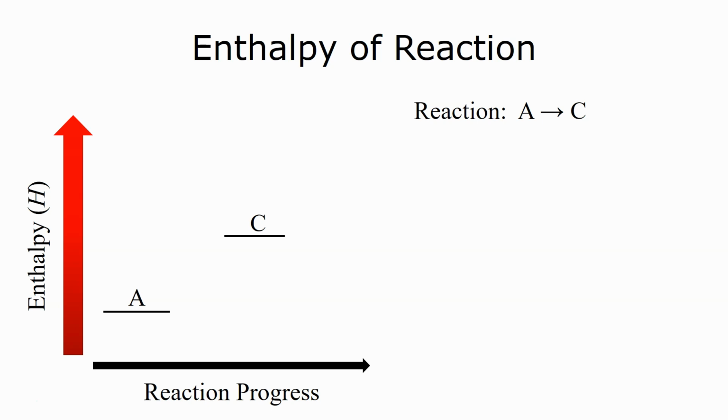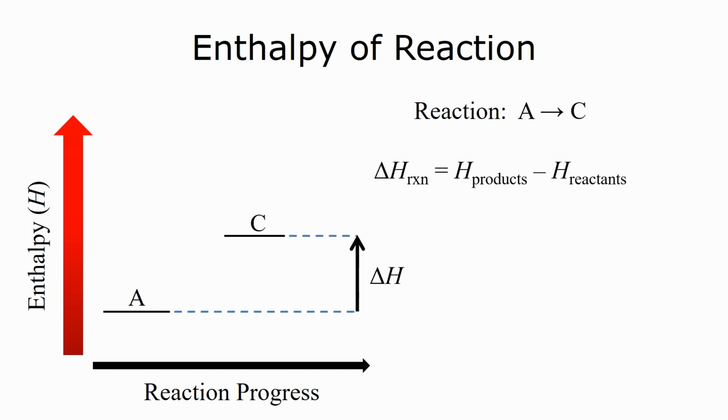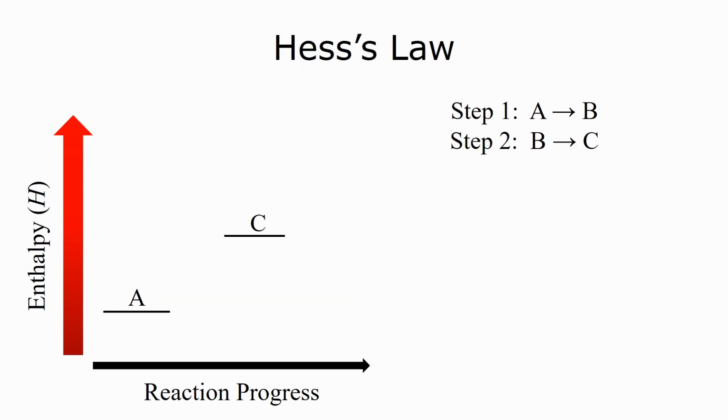Now, in any sort of chemical reaction, there is an enthalpy change involved. And as we know, the enthalpy of reaction is the enthalpy of the products minus the enthalpy of the reactants. But what if this reaction involved two steps? A goes to B, and then B goes to C.